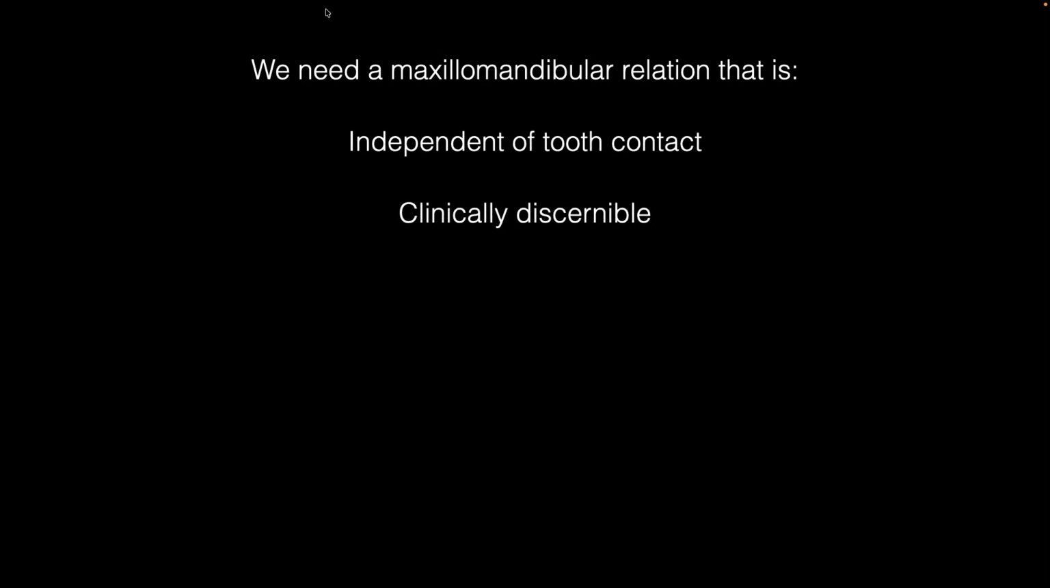Okay, so what properties should this maxillomandibular relation have? Well, first of all, it needs to be independent of tooth contact. It should not be MIP because there is no tooth. So it should be independent of tooth contact. It should also be clinically discernible, which means we need to be able to record it. And thirdly, maybe most importantly, it needs to be clinically reproducible. Every single time when we go to record it, it should go to the same relation every time, and that makes it reproducible and verifiable.